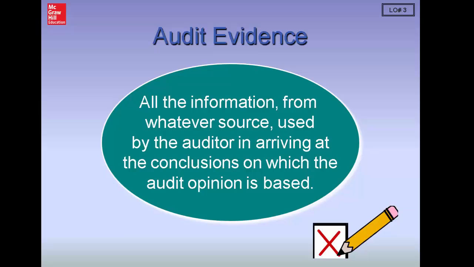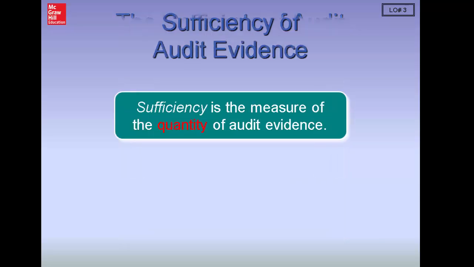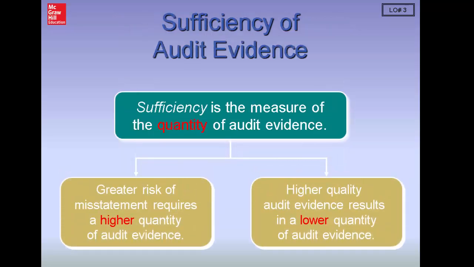We do this through audit evidence. So what is audit evidence? Frankly, audit evidence is everything from whatever source used by the auditor in arriving at the conclusion on which the audit opinion is based. Audit evidence includes things like documentation, observations, inquiries. Anything that we're getting from the client is embedded in what we're looking at related to evidence. So we consider evidence related to the nature of the evidence. What is the nature of this evidence? Is it sufficient and appropriate? And then we go through this process of actually evaluating the evidence.